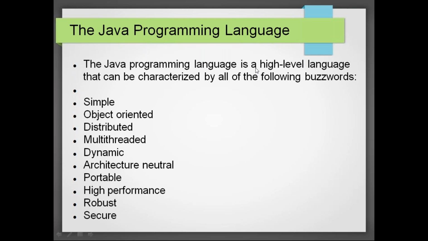Thank you, guys. So now, what is this robust, what is this secure? Everything we'll be seeing in the later parts. It is more secure when compared to C, and it is more robust than C. Yes, C is also robust, C is also secure, but Java is more robust and more secure when compared to C.